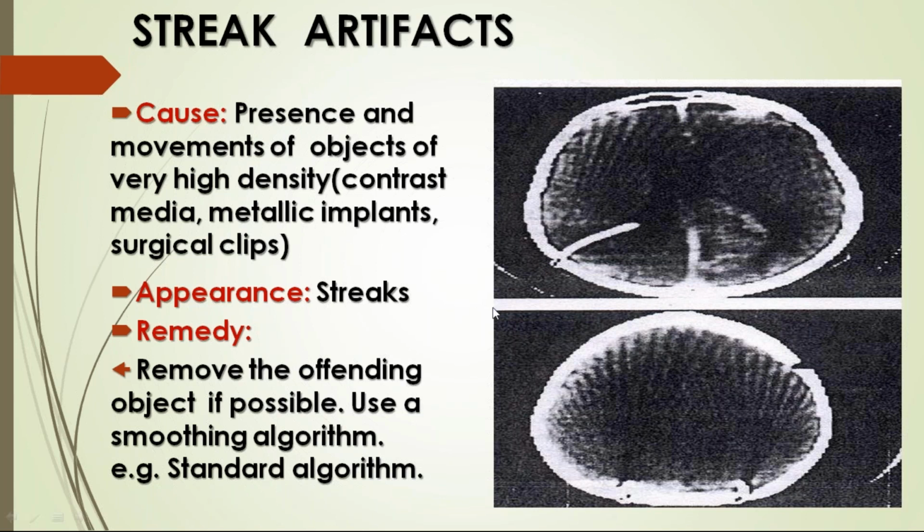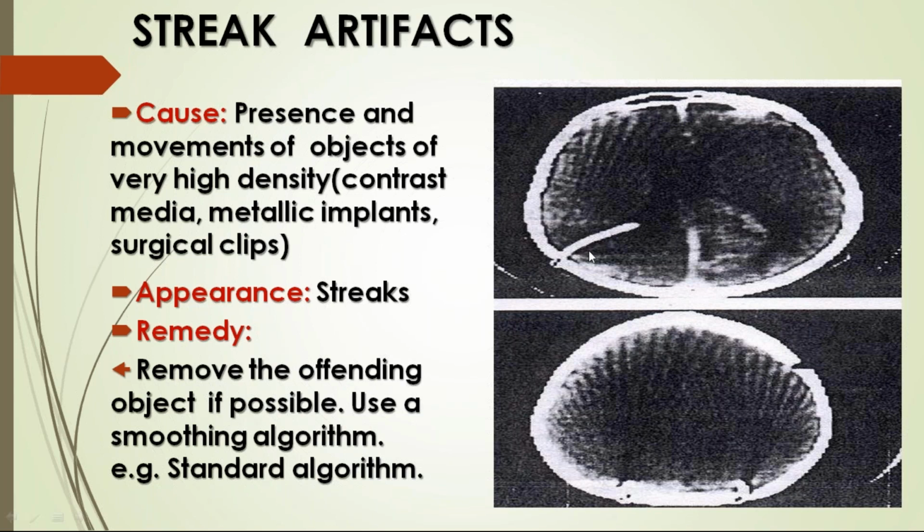Okay, some foreign body or some metallic implant that was kept after craniotomy of this patient. Then we will get this type of streak artifacts. You can clearly see the appearance is like streaks. And for the remedy, how do we resolve these streak artifacts? Remove the offending object if possible.